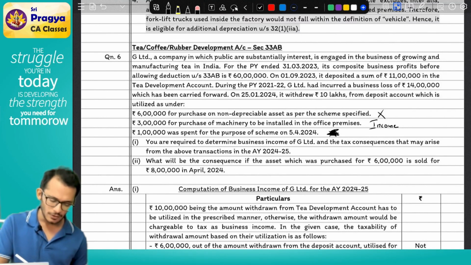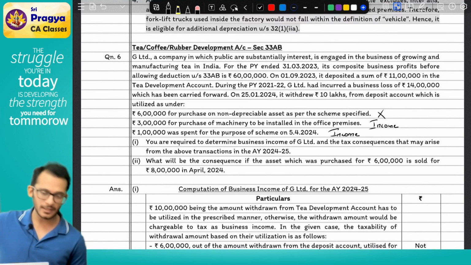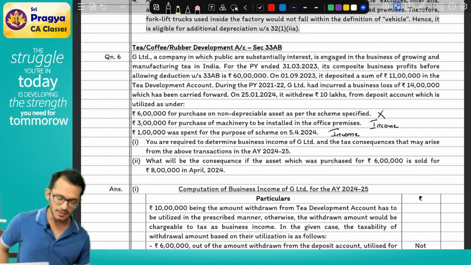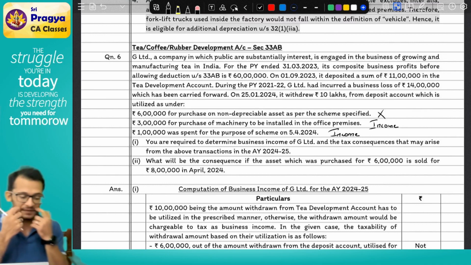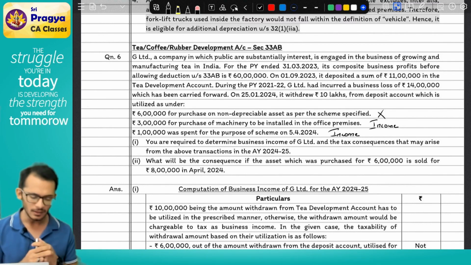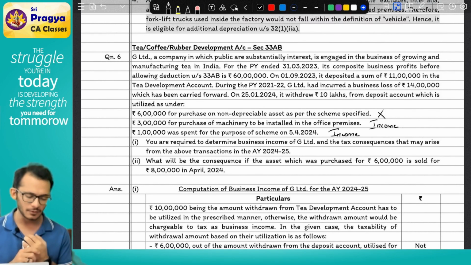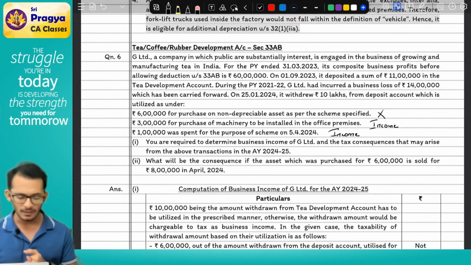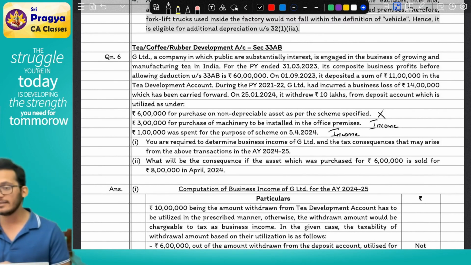So therefore, your income will become 3 plus 1, 4 lakhs. Your income will become 4 lakhs. You are required to determine the business income of GA Limited and the tax consequences that may arise from the above transactions, for the assessment year 24-25. What will be the consequence if the asset which was purchased for 6 lakhs is sold for 8 lakhs in April 24?